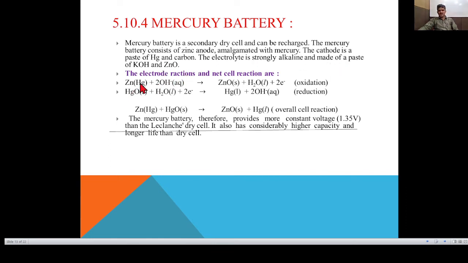So what is the reaction? Zinc loses electrons and comes in contact with OH- ions. It forms zinc oxide plus H2O plus 2 electrons. Such H2O contacts mercuric oxide, and with 2e-, it gives mercury plus 2OH-. Adding these two equations, OH- cancels, H2O cancels, electrons cancel. The equation is Zn plus HgO(s) gives ZnO(s) plus Hg(l). Such a mercury battery can provide a voltage of 1.35 V. It is used in hearing aids, electric watches, pacemakers, etc.